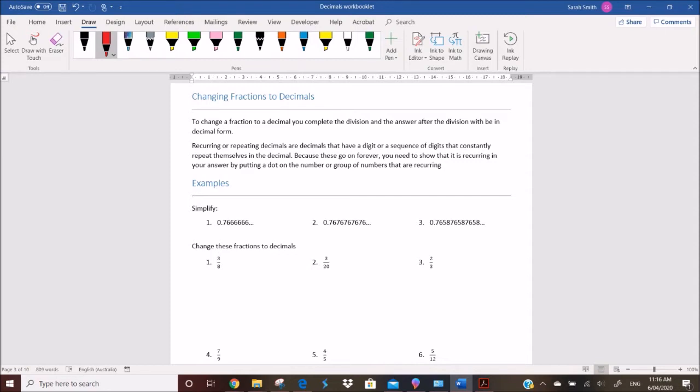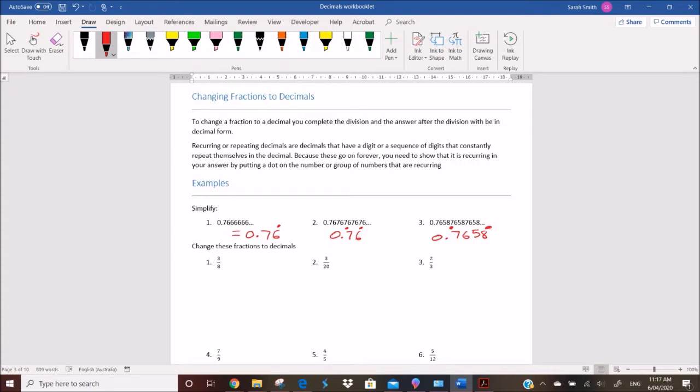So for our examples here, our first one, 0.7666666666, how we would write that is 0.76 with a dot above the 6. When we have the group over here in question 2, we put 0.76, and it is our 7 and our 6 that are repeating, so we put the dot above the 7 and the 6. And in our last one here, we've got 0.7658. This is the pattern that is repeating, and I put the dot over the 7 and the dot over the 8. So that tells me that between those two numbers, everything is repeating.